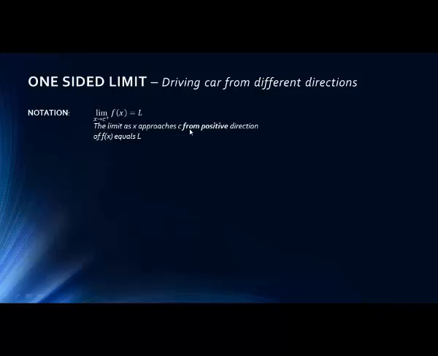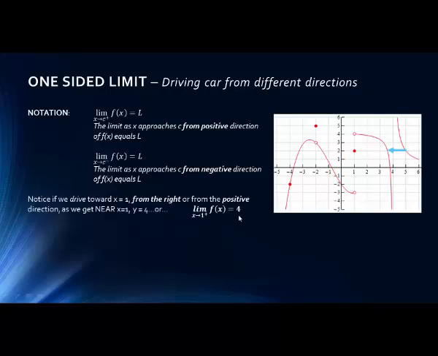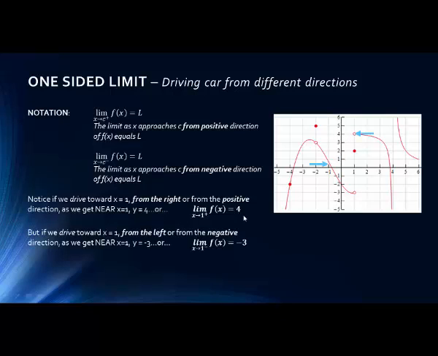The limit as x approaches c from the positive direction of f of x equals L. The limit as x goes to c from the negative direction, again, think of a number line. If we're coming from the negative, that's what this is telling us, coming from, we would be going toward the right. Okay, so let's look at an example. Notice if we drive toward x equals 1 from the right or from the positive, when we get near x equals 1, y is equal to 4. So the limit as x goes to 1 from the positive direction of f of x equals 4.